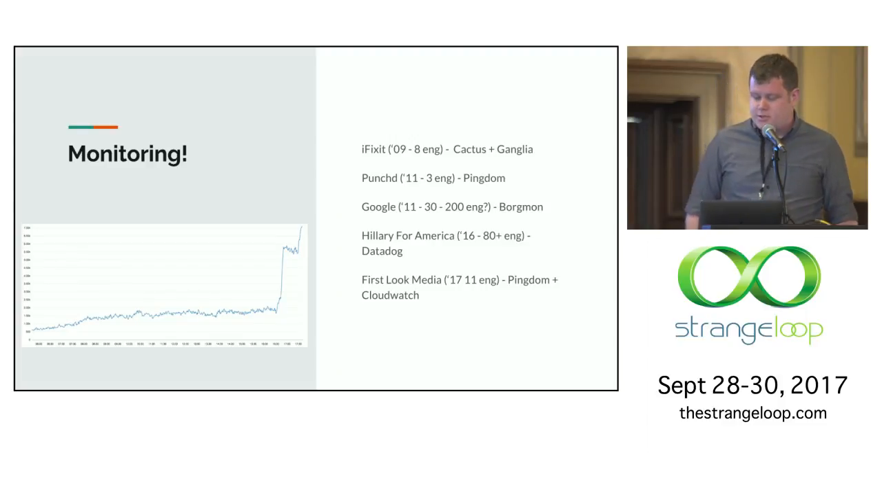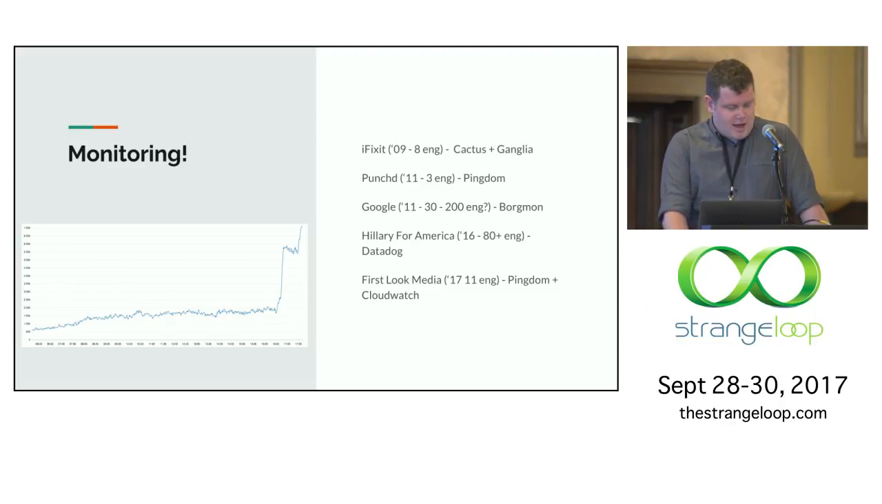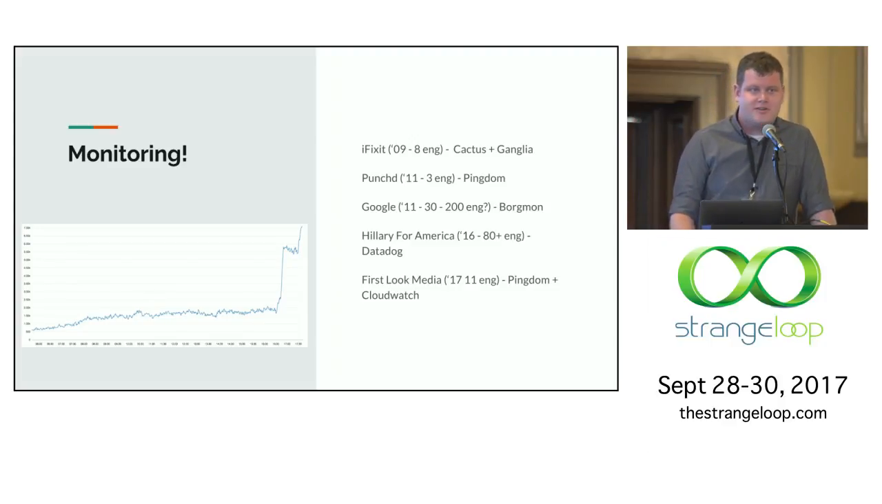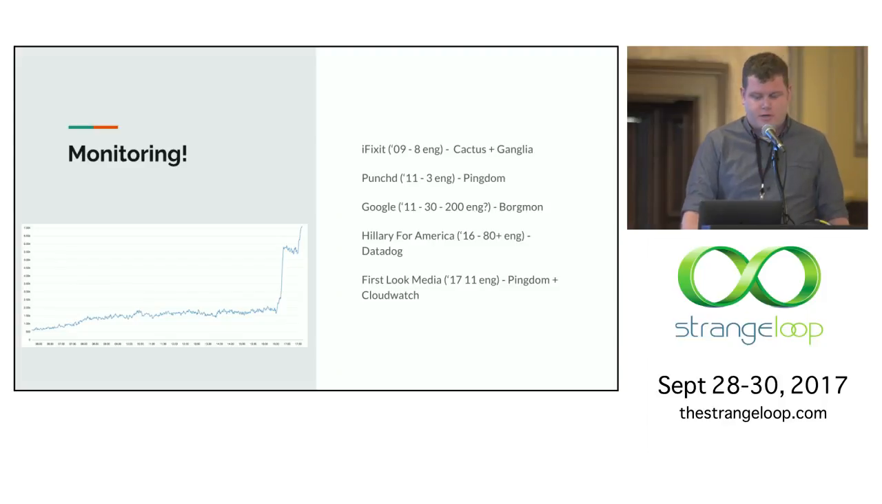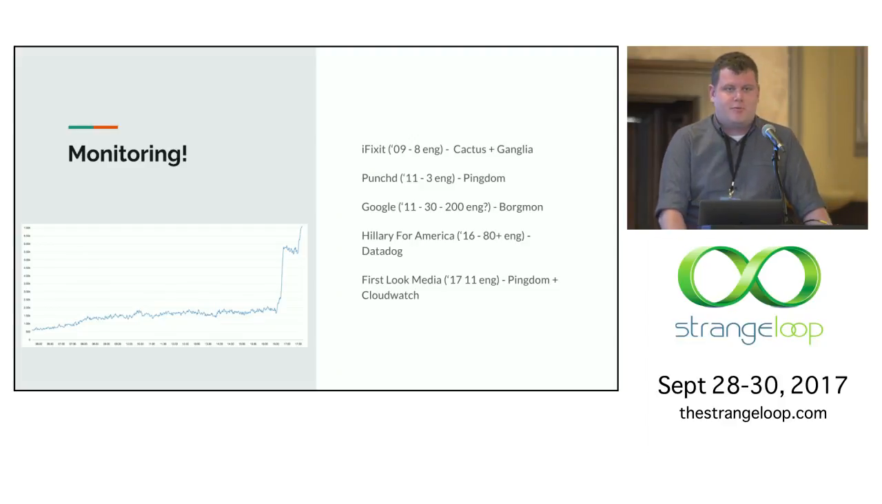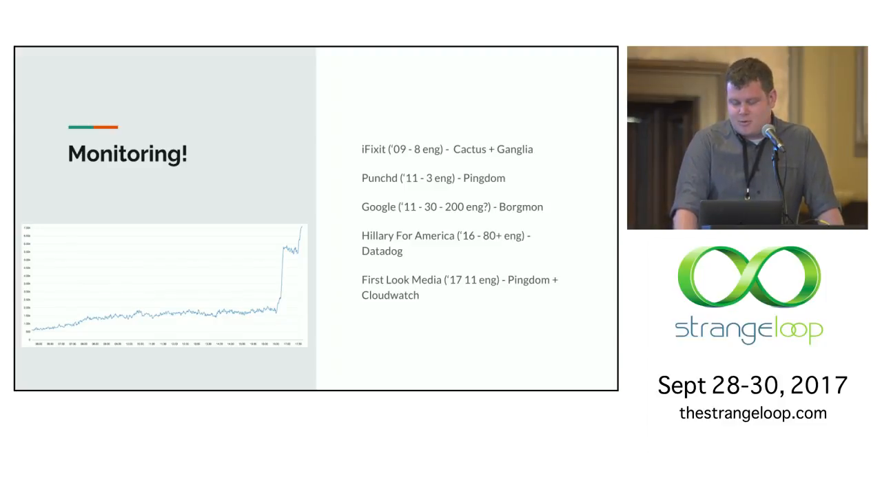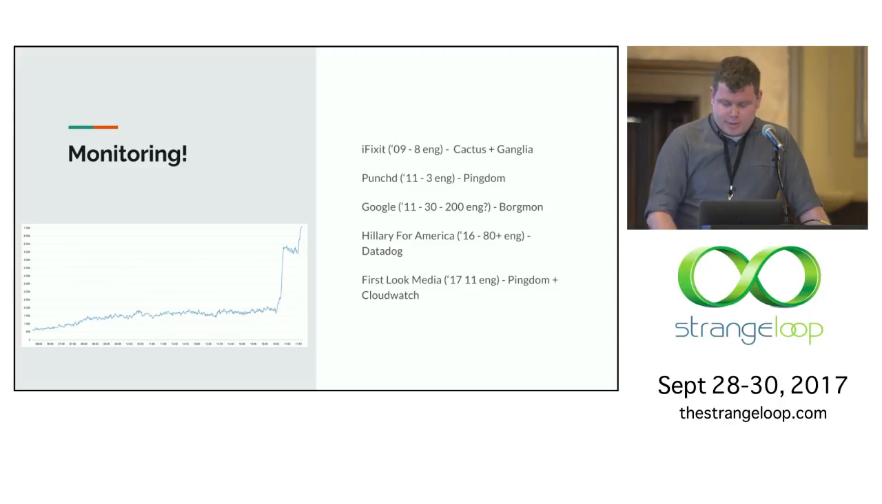So the bottom level, as you saw, was monitoring. Often those little graphs that spike sometimes for better or for worse. This is a list of software that I've used at a bunch of different companies. The point here is that you can use whatever tool works for you. At iFixit, we used Cacti and Ganglia and it worked. At Punched, we just used Pingdom because really all we cared about was whether the software was up and our customers could get to it. Google has a large internal system called Borgmon for monitoring. At Hillary for America, we used a large installation of Datadog, the hosted version. At First Look Media, right now, we use Pingdom and CloudWatch.